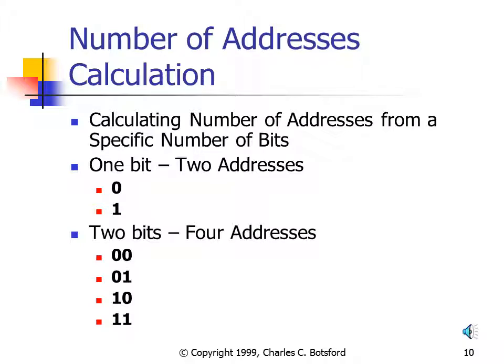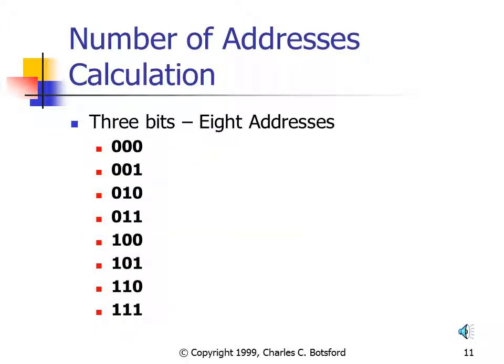Another important skill we'll need in IP addressing is to be able to determine the number of addresses or number of values we would get from a specific number of bits. Now, if we had 1 bit, that bit could take on the value of 0 or 1. That would be 2 addresses. Now, if we had 2 bits, there's 4 possible addresses, or 4 different values, 00, 01, 10, 11. If we had 3 bits, 3 bits could take on 8 different values. That would give us 8 addresses, 000, 001, and on and on.